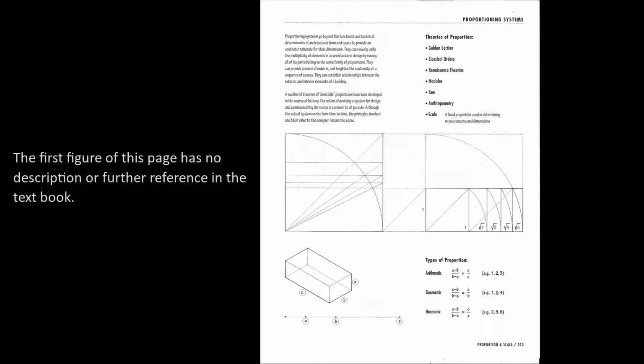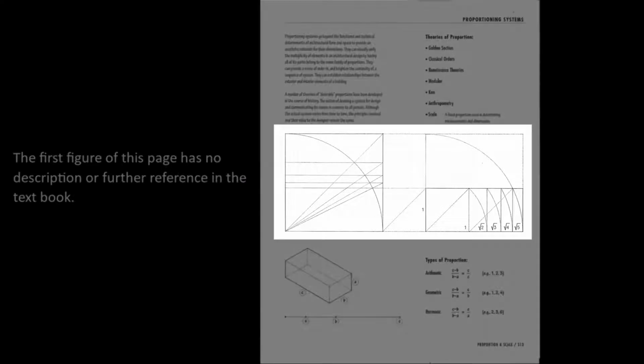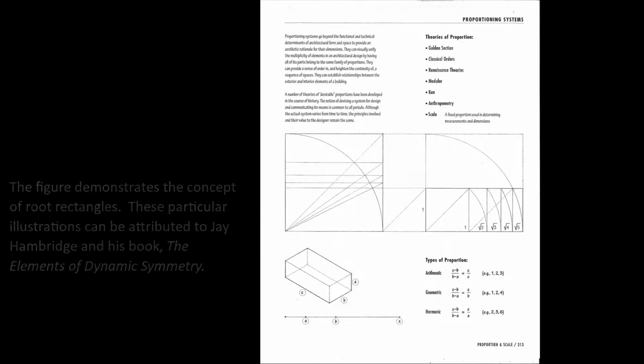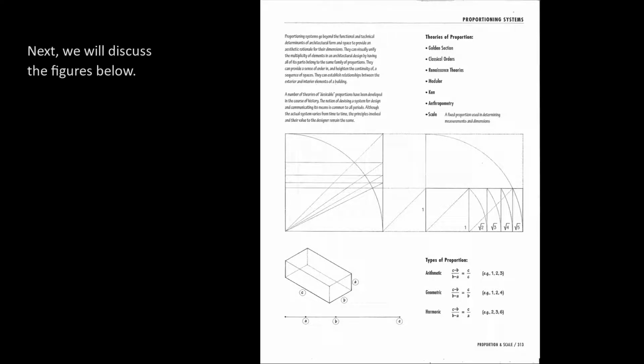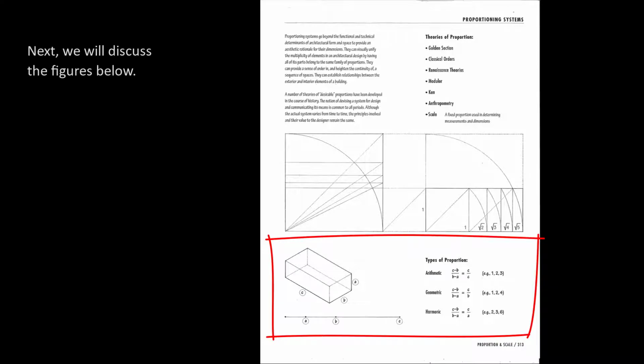The first figure of this page has no description or further reference in the textbook. The figure demonstrates the concept of root rectangles. These particular illustrations can be attributed to J. Hambridge and his book, The Elements of Dynamic Symmetry. Next, we will discuss the figures below.